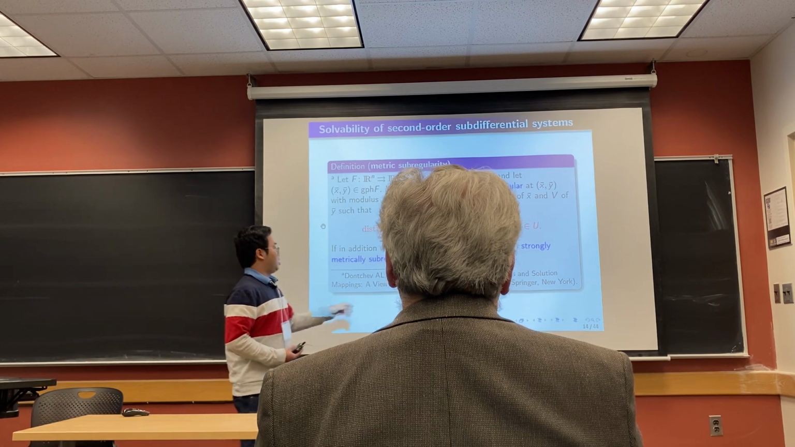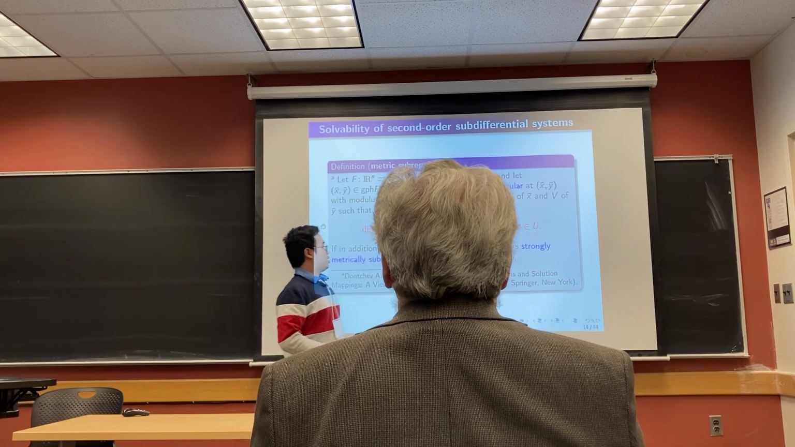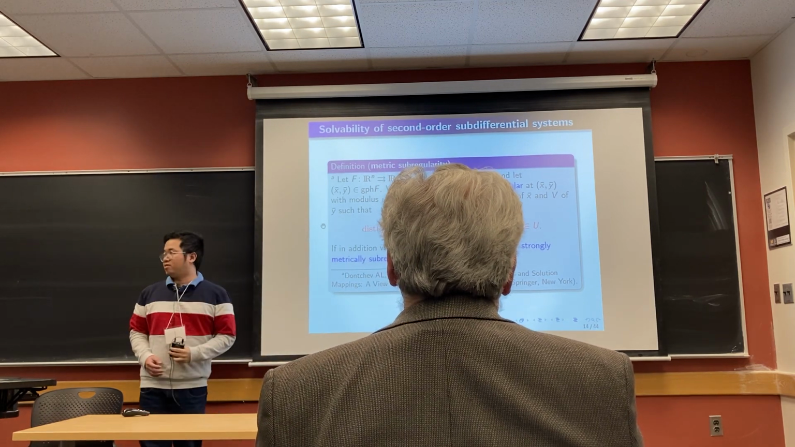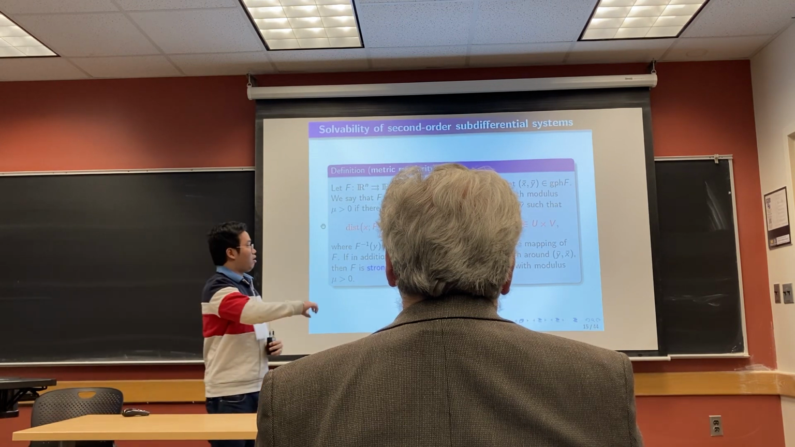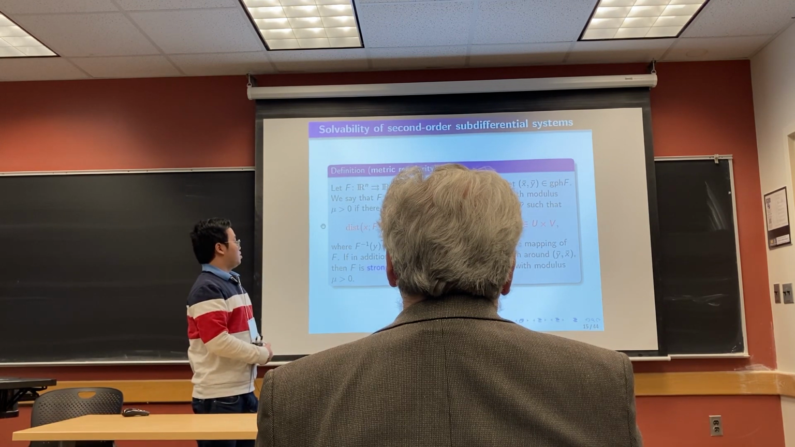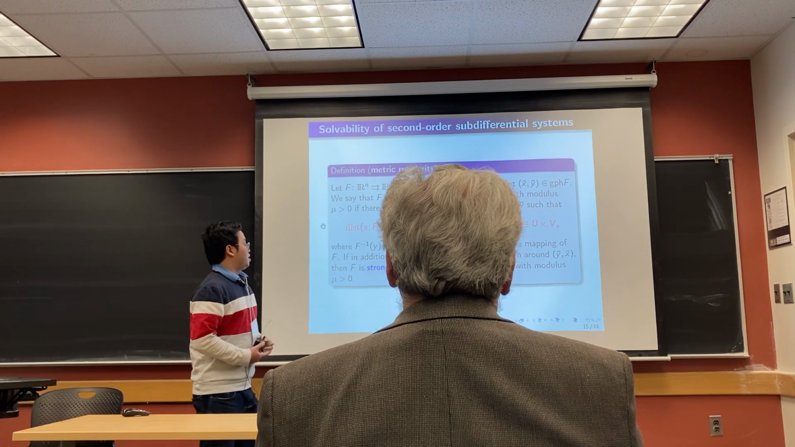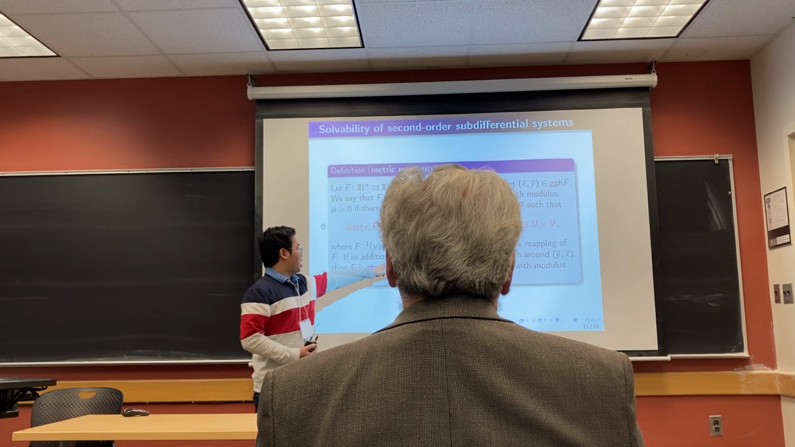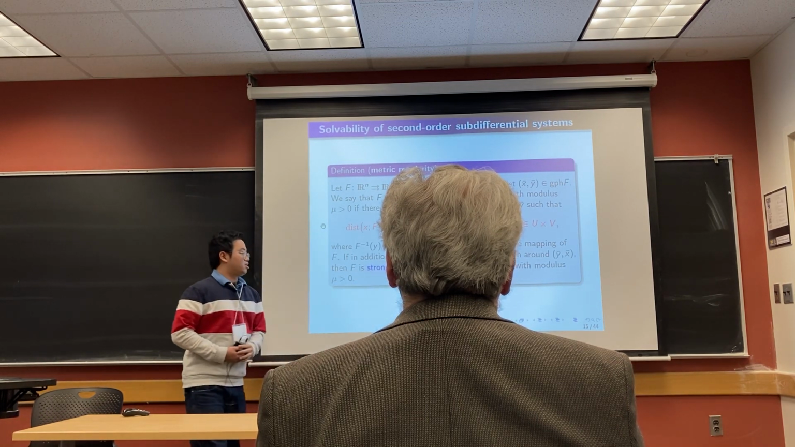And if we have this property, we call it strongly metrically subregular. And if this property is robust around the neighborhood, we call it metrically regular. And if we have F inverse with more properties, we call it strongly metrically regular.